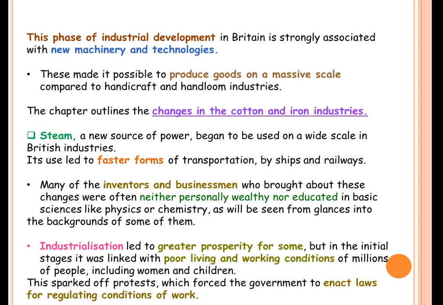This led to many protests which forced the government to enact laws to regulate conditions of work. Otherwise they were not going to do it, because the government only wanted to see prosperity and profit, and were not really bothered about why these people revolted or came up with upheavals. They were just focusing on the profits which came their way.